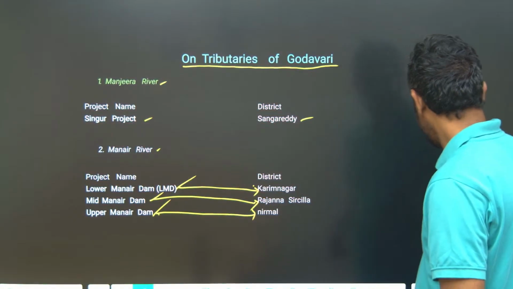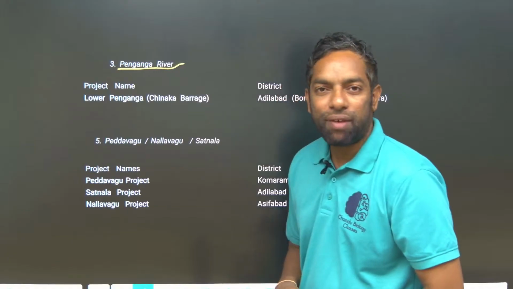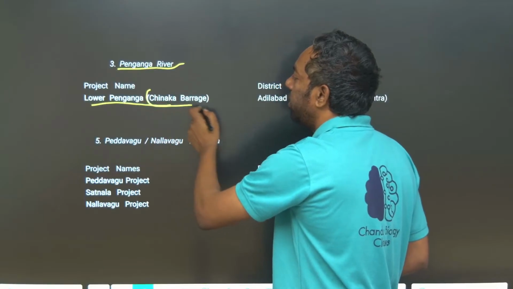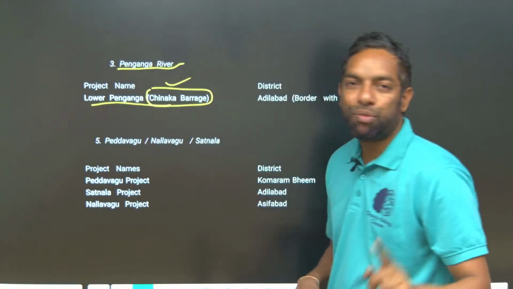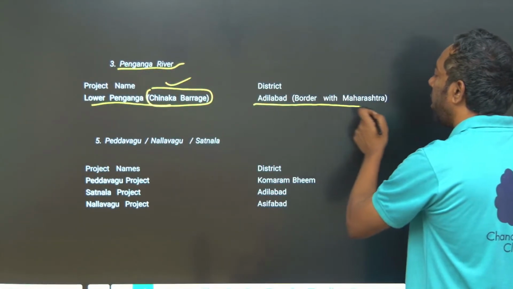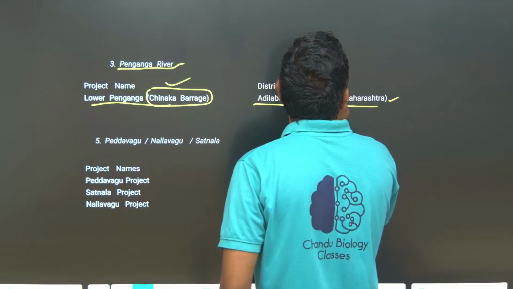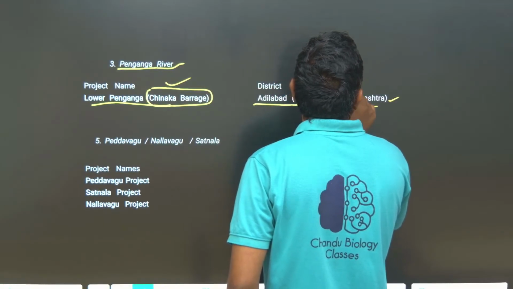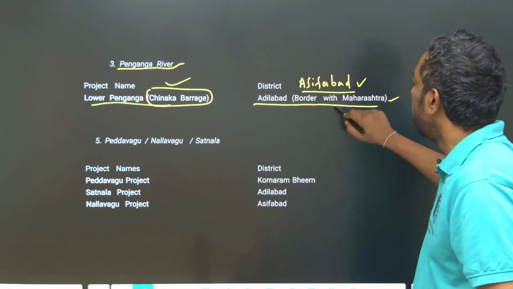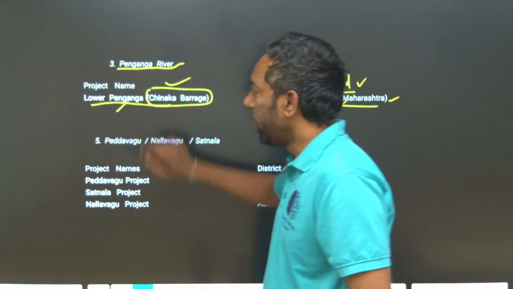Penganga is also a tributary of the Godavari. What is the project? Lower Penganga project. We can call this the Chanaka barrage. This is the most important term. Chanaka barrage is located at the Maharashtra border. There is another place, Asifabad. Asifabad also. Asifabad and Adilabad, on the border of Maharashtra, there is the Chanaka barrage. We can call it Lower Penganga.